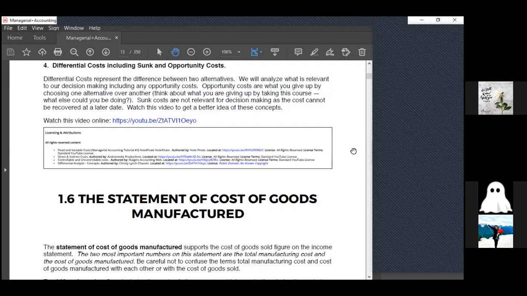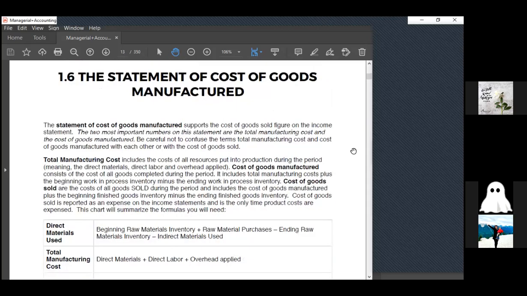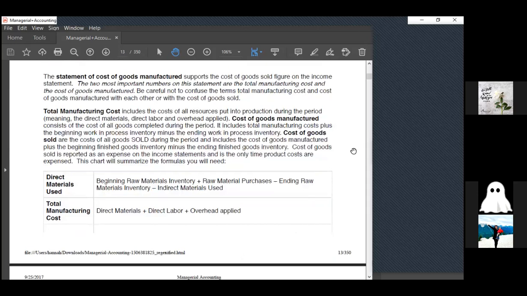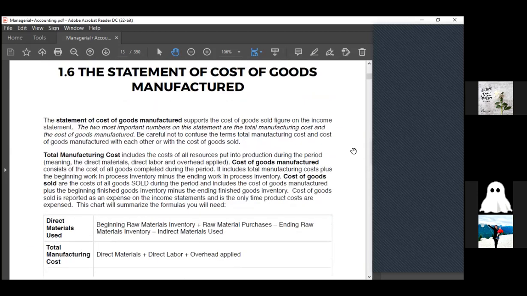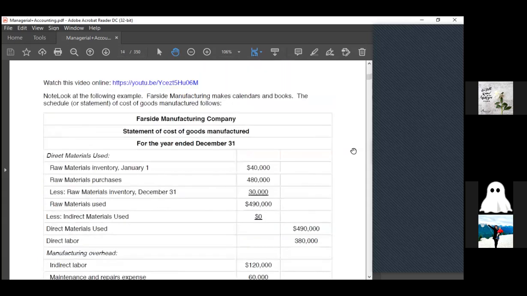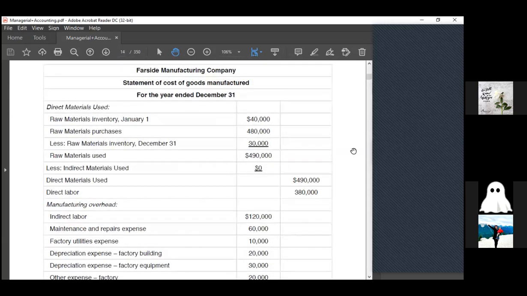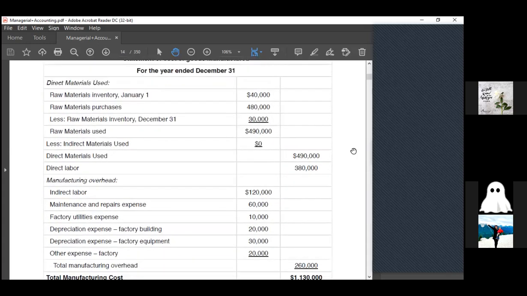So that clarification was necessary as to what direct and indirect costs are, because the methodology that we used yesterday was not correct. So this is a much better understanding of direct and indirect cost. And now we are coming to the statement of cost of goods manufactured, or cost statement as it is called. This is the statement. We will come back from our break and then look at this in detail.